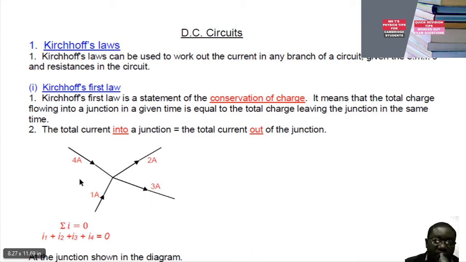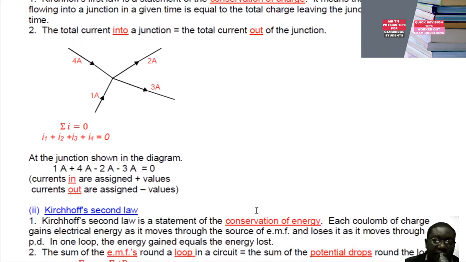In other words, if you say I1 plus I2 plus I3 plus I4, you should get 0. There is no current right at the junction there. So currents in are assigned positive values, currents out are assigned negative values. Hence the difference there in the calculation in that manner.